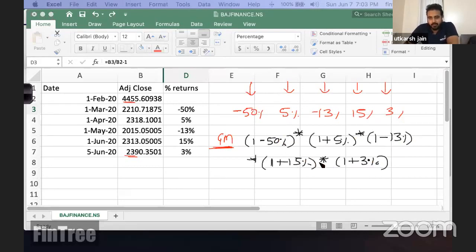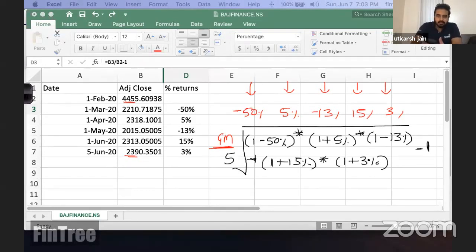Now, how many data points do I have? I have 5 data points. So that means I'll have to take the 5th root of these, right? So we'll have to take a 5th root. So we will take a 5th root of these numbers, and then we will say minus 1. So how to do this on the calculator? Let me show it to you on my calculator here.